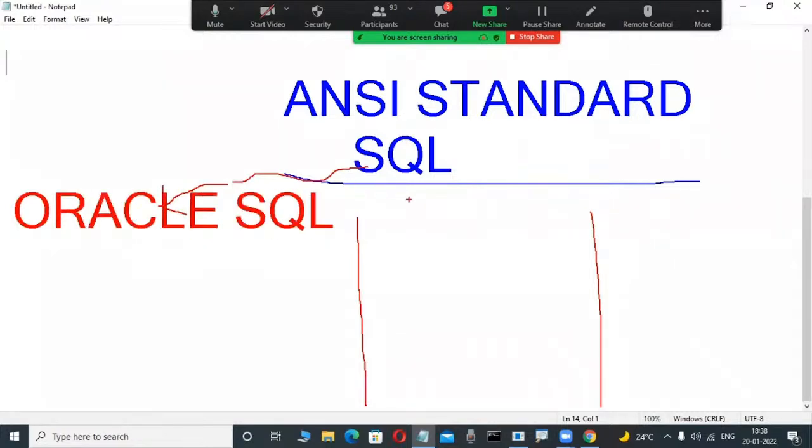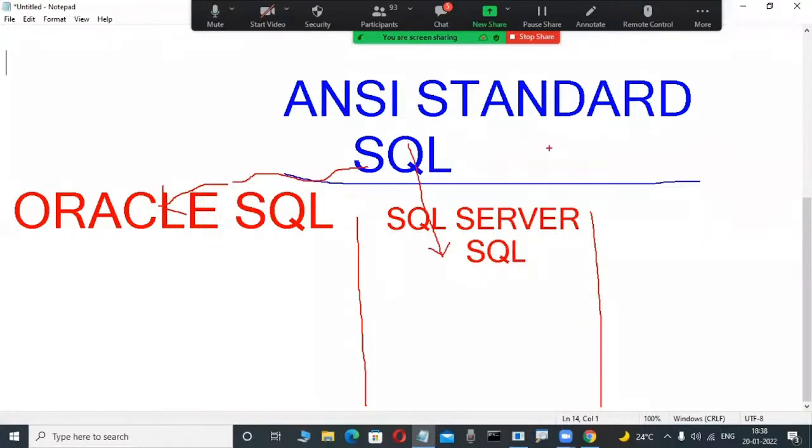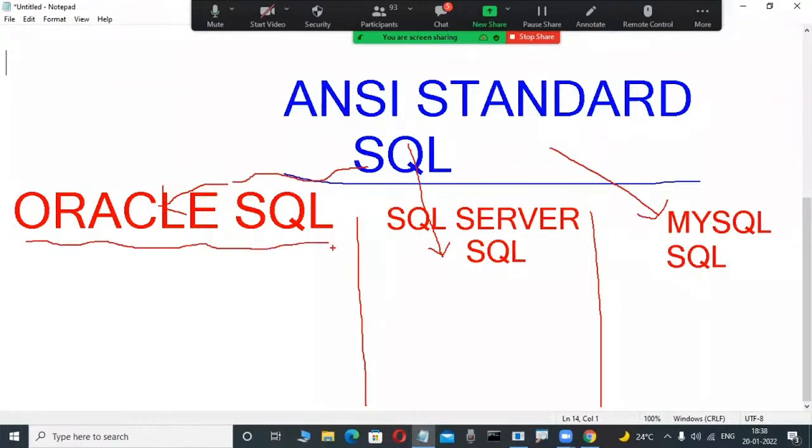Many fellows don't know that. Again, observe here. SQL Server, a Microsoft product, created their own SQL from this ANSI standard SQL, which is called SQL Server SQL. Again, MySQL created their own SQL language from this ANSI standard, which is called MySQL SQL. That's why in our class we are learning Oracle SQL. How do you differentiate all these SQL languages? Conceptually they are the same.